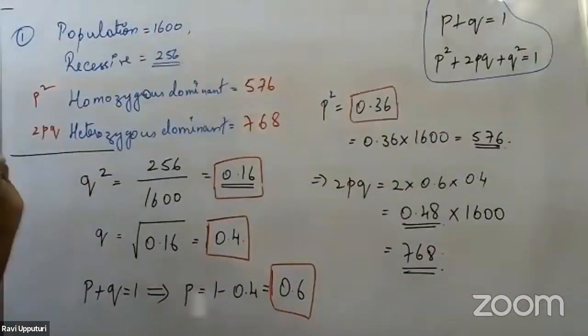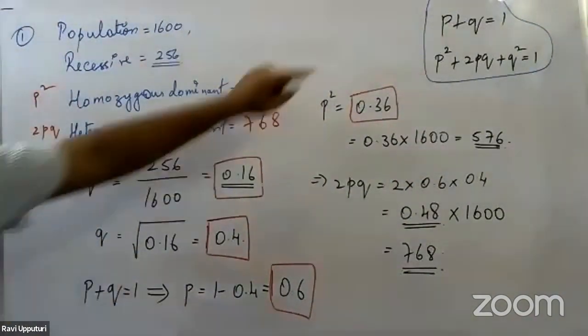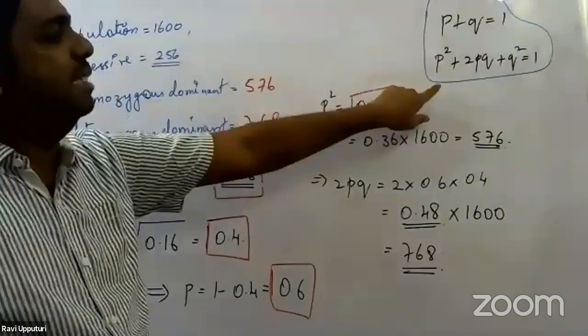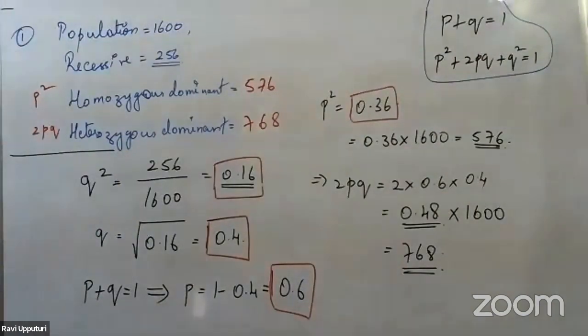So this is one simple problem with regards to Hardy-Weinberg equilibrium. Most of the questions you'll get from this topic are problem-based questions. It would be more or less similar to this one. But you need to know when to use p plus q equals 1, and when to use p square plus 2pq plus q square equals 1. So this is the first problem with regards to the Hardy-Weinberg principle. Hope all are clear with this one. If you're clear with this, we'll proceed with the next example in our books.